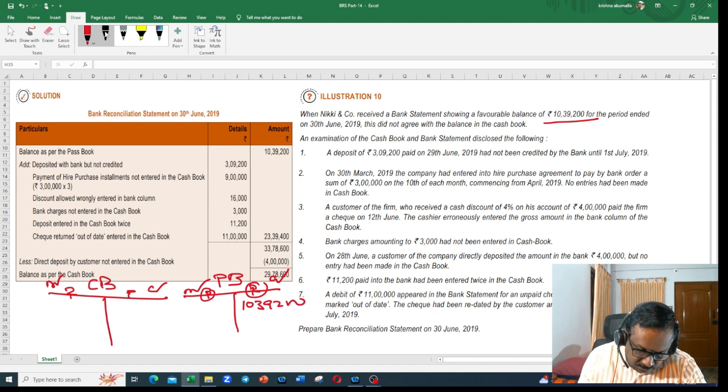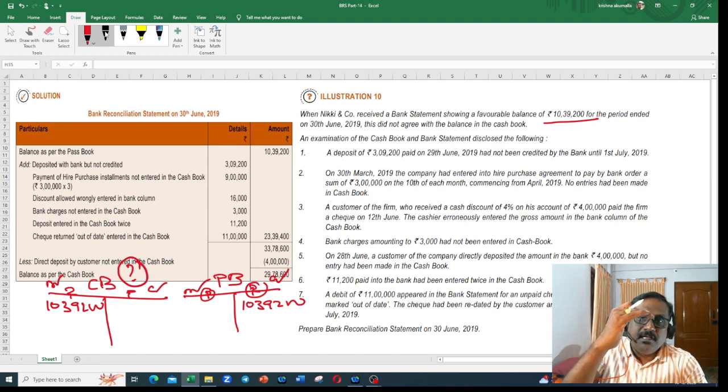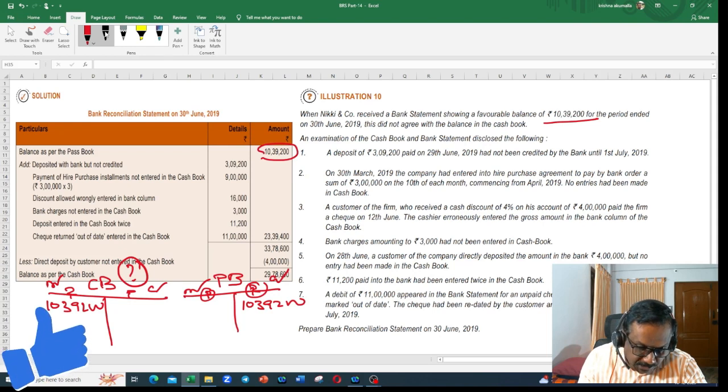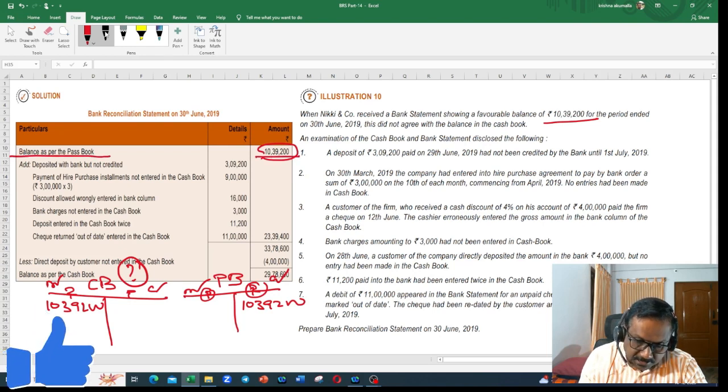Same balance, let us put 10 lakhs 39,200 in the cash book. Where is the question mark? Passbook balance has been given, so the question mark should be on the cash book. Put the question mark here. Now you know the rule. If the question mark balance increases, add. If the question mark balance decreases, reduce. That's all. Now 10 lakhs 39,200 we have mentioned here, balance as per passbook 10 lakhs 39,200. Now go one by one.